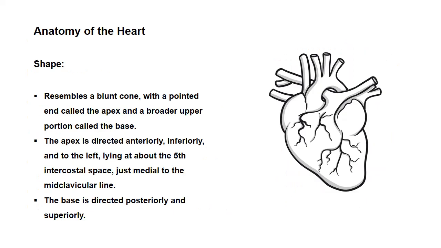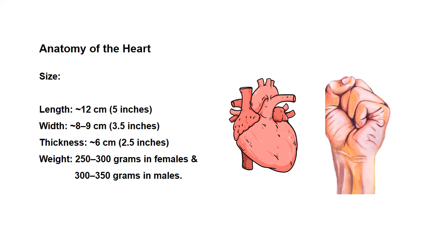The heart is a muscular cone-shaped organ. The apex, the pointed tip of the heart, is directed downward, forward and to the left, sitting at the fifth intercostal space just medial to the mid-clavicular line. In contrast, the base of the heart lies posteriorly and superiorly, primarily formed by the left atrium. An average adult heart is roughly the size of a closed fist, measuring around 12 cm in length, 8 to 9 cm in width and weighing between 250 to 350 grams depending on gender.